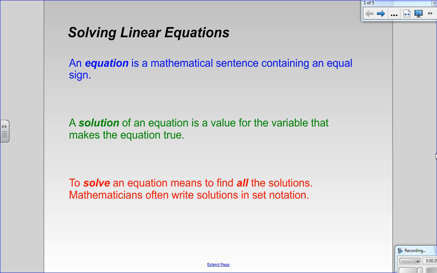Mathematicians often write solutions in set notation, and set notation is when you write your solution within braces. You'll see this done later in the video.